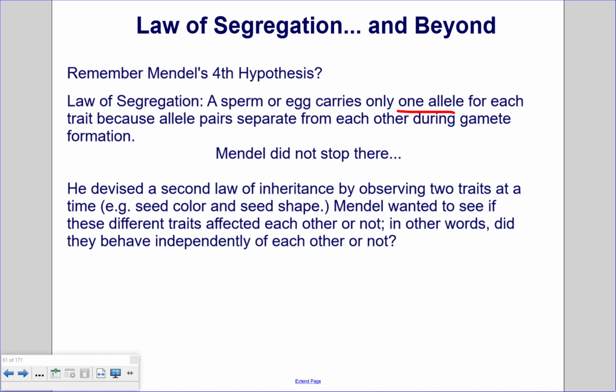He devised a second law of inheritance by observing two traits at the same time. For example, seed color and seed shape. Mendel wanted to see if these different traits affected each other or not. In other words, did they behave independently from each other or not?